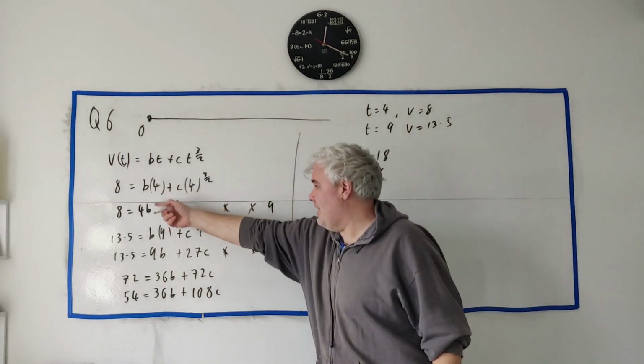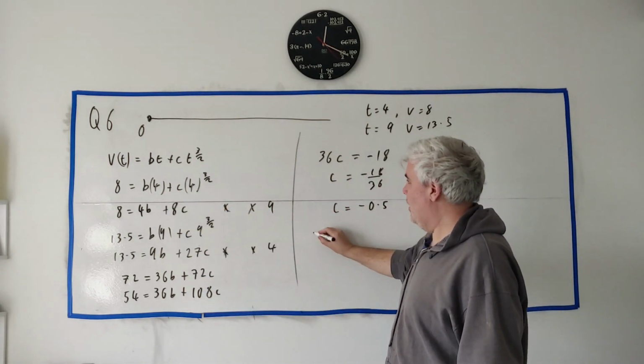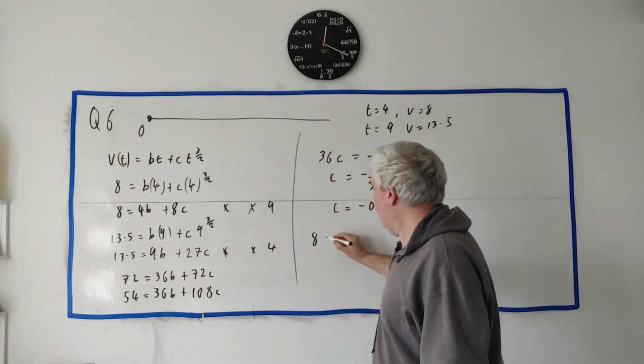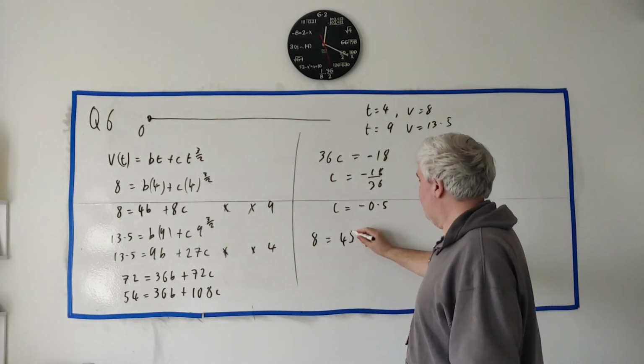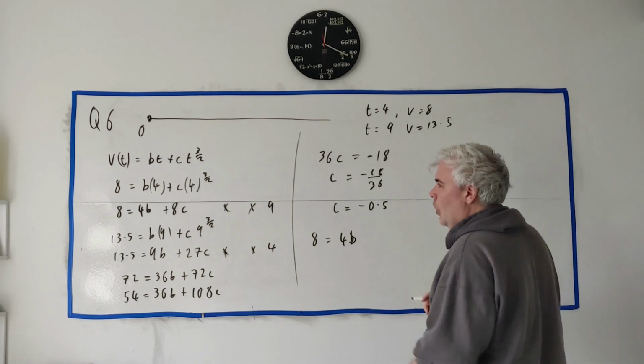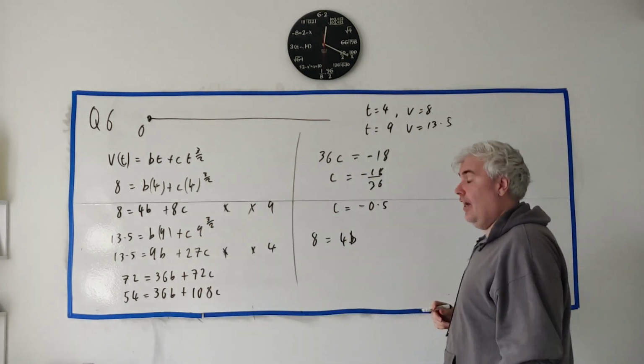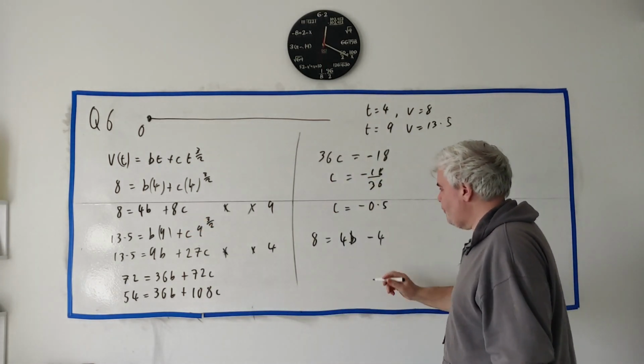And then just fill that into any equation you want. I'll just fill into this one here. 8 is equal to 4b plus 8 times minus a half, which is minus 4.